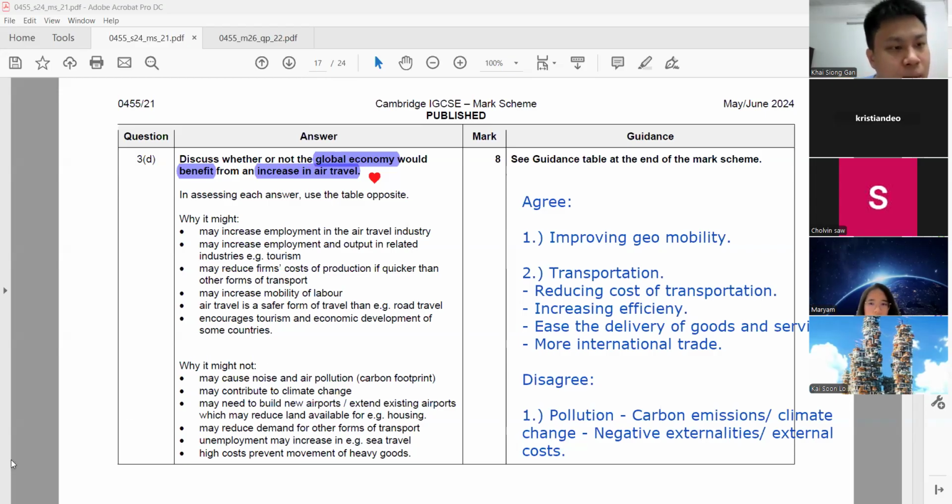So the pollution point is a good point that you talk about the noise and air pollution, climate change, but you just add on negative externalities. Another answer you can talk about is it may reduce demand for other forms of transport, like no one will use sea traveling, so it may cause unemployment in the sea traveling sector. Okay, so this one is done.